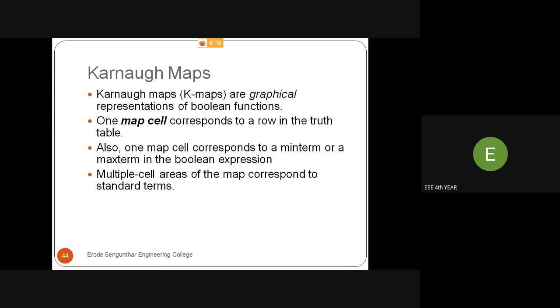K-map means Karnaugh maps. So K-maps are graphical representation of Boolean functions. Here in K-map, we have different variables of K-map. One map cell corresponds to a row in the truth table. K-map is just a graphical representation of Boolean function. This K-map is used to solve Boolean functions. Also, one cell corresponds to a minterm or maxterm in the Boolean expression. Multiple cell areas of the map correspond to standard terms.